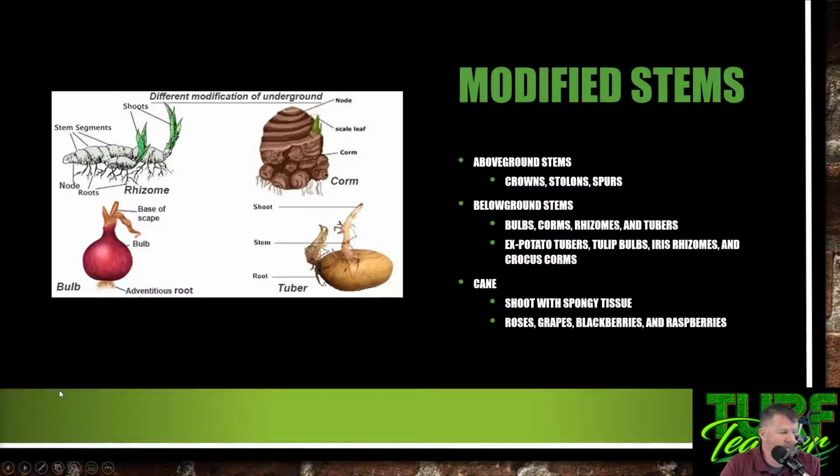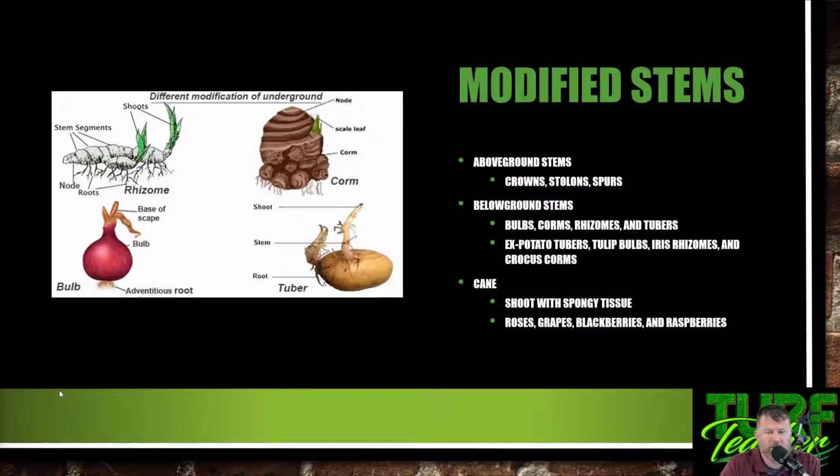Here are some modified stems. We have our above ground stems, which are your crowns, stolons, and spurs. Your below ground stems are going to be your bulbs, corms, rhizomes, and tubers. Examples are potato tubers, tulip bulbs, iris rhizomes, and crocus corms. So all of these are actually stems. It's just whether or not they're above ground or below ground.